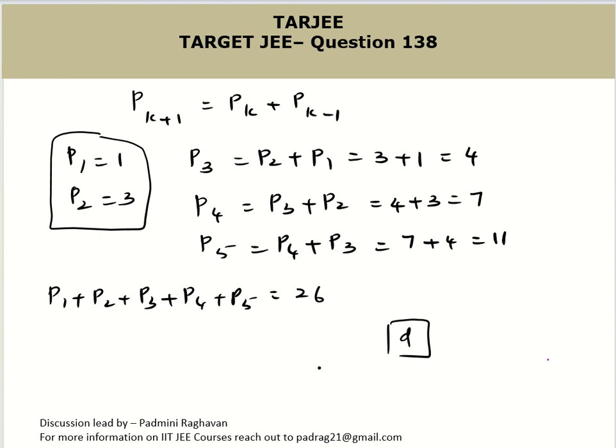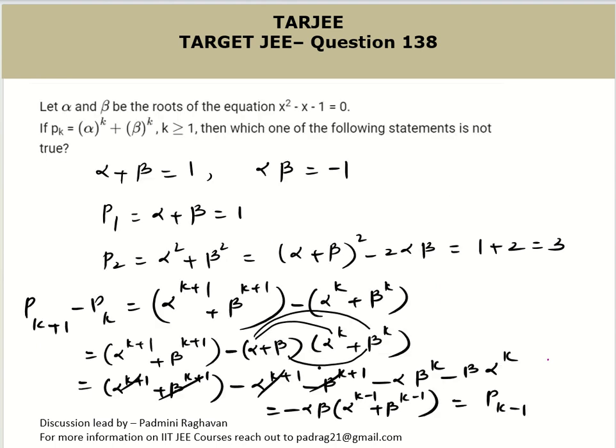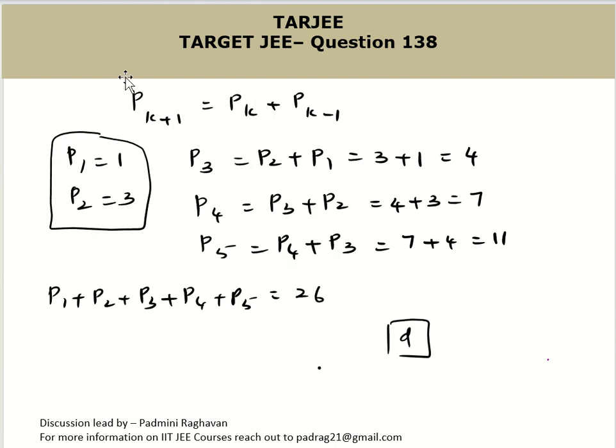So the answer to this question is option D. Getting a general relation instead of getting the individual values of P3, P4, P5, etc. makes solving easier. Even if there is an involvement of P10, P11, using the relation that we have established, we can get the values in an easier manner.